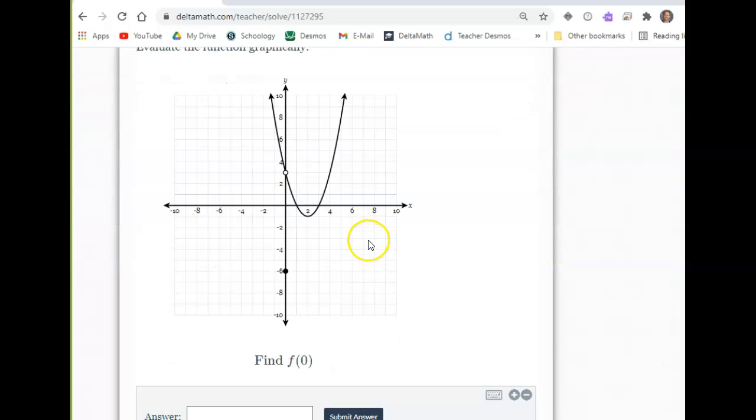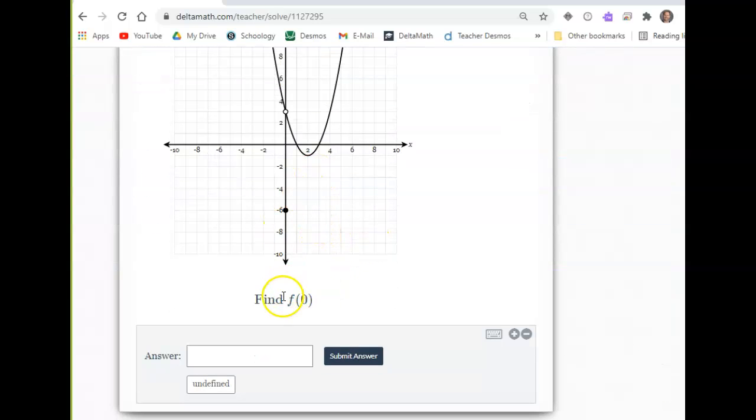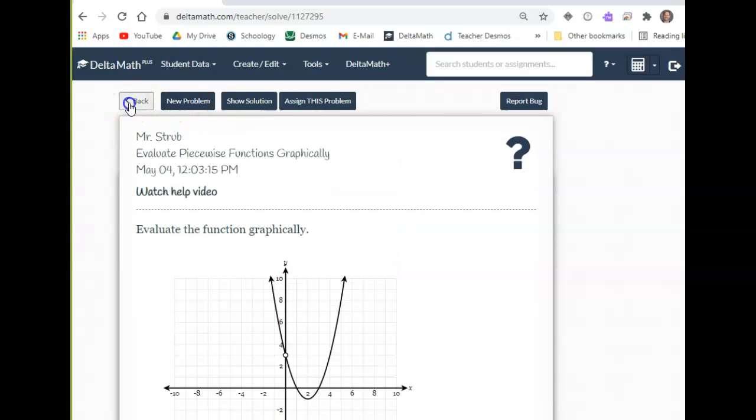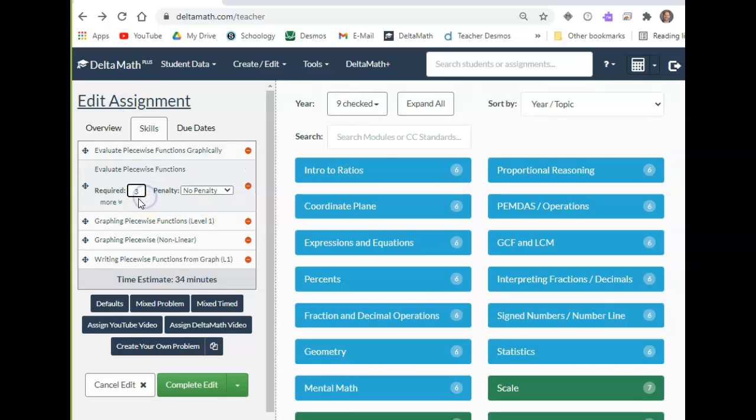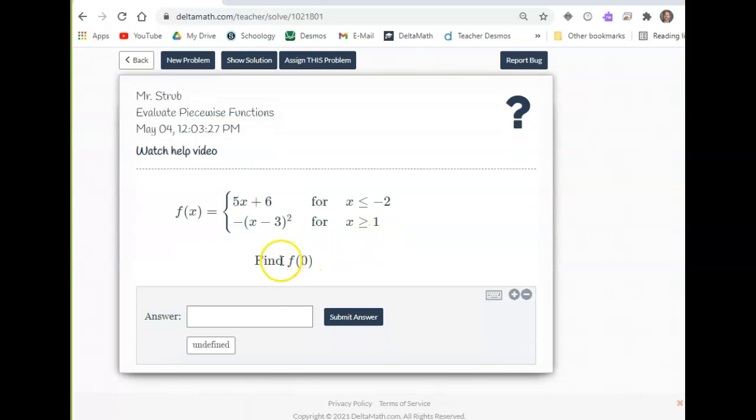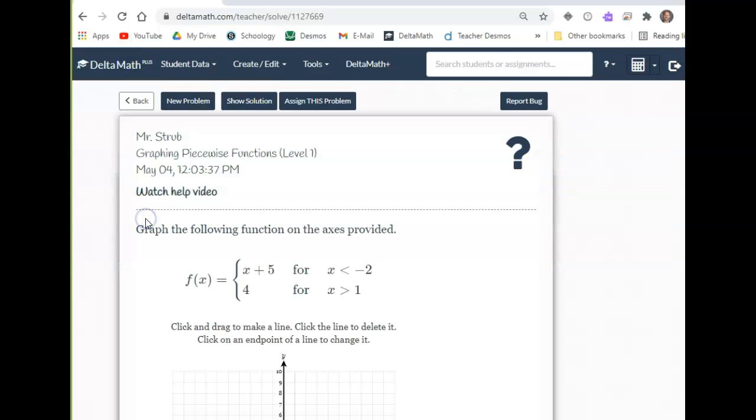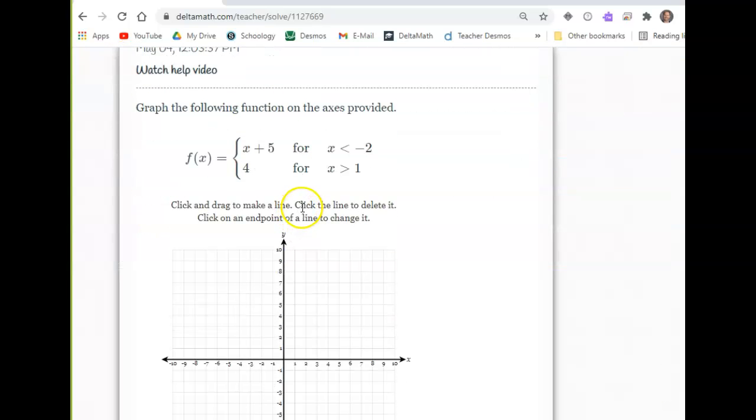So first piece, really quick. Name a point. What is f of 0? Right? So find f of 0. That's super quick. But now you're picking which piece of the equation 0 would belong to. So that's nothing tricky. Here's where it gets a little tricky.